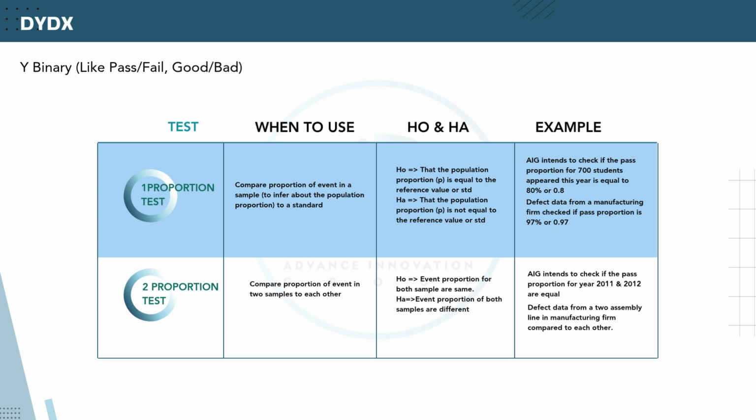Two-proportion test. When to use? Use this test when you're comparing the proportion of an event between two independent groups, like different years, locations, or teams. Hypotheses. H0: The proportions in both groups are the same. H1: The proportions are different. Examples. AIG compares pass rates for 2011 versus 2012. A manufacturing firm compares defect rates between two assembly lines.